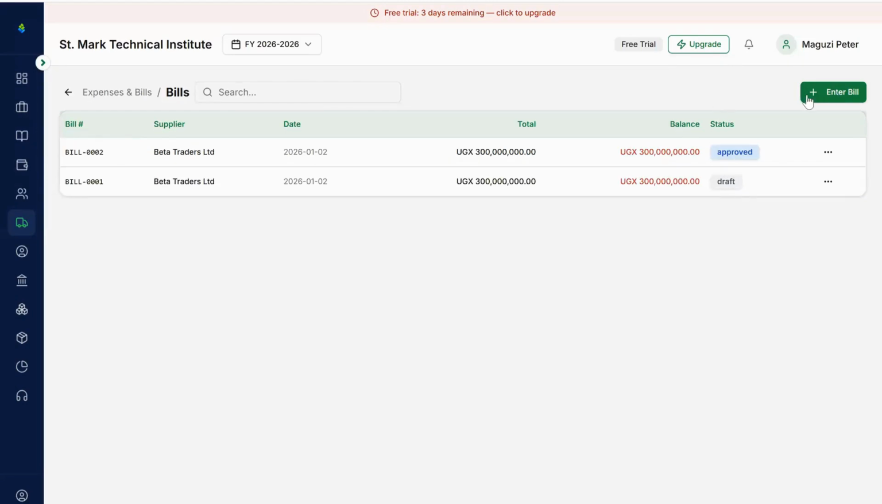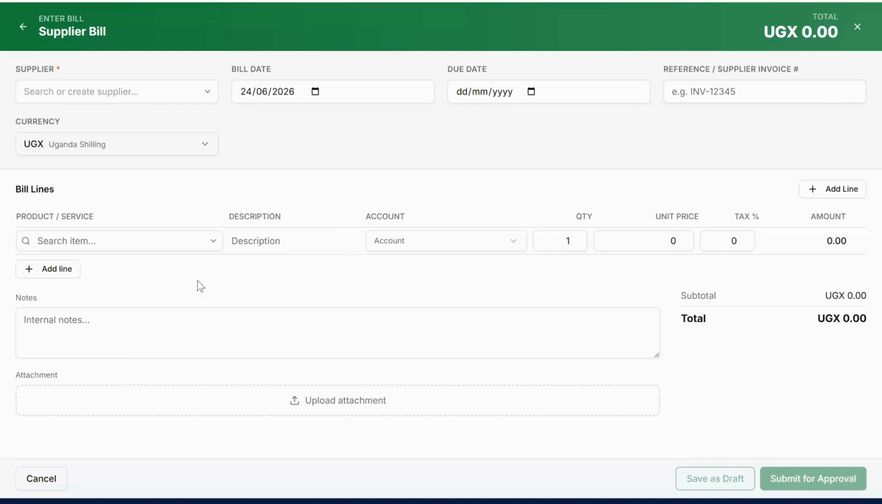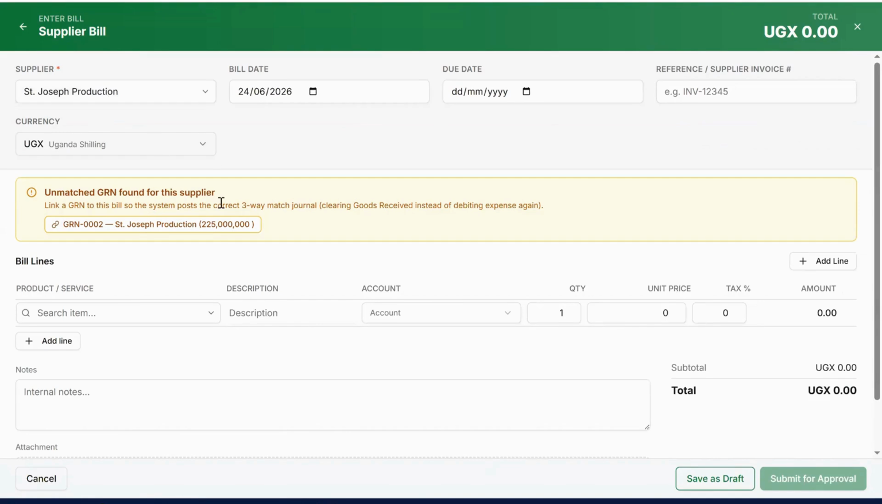So to enter the bill, I'm going to click on the enter bill button here. I'm taken to this form, which again has this very thin footer capturing who has entered, who's logged in, the date and the time. So I'm going to go ahead. I locate the supplier here, and that is St. Joseph. Now when I click on that, the system is automatically going to look through St. Joseph production to see if it has any GRNs.